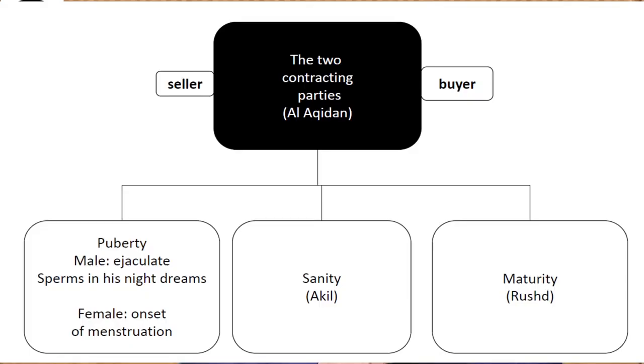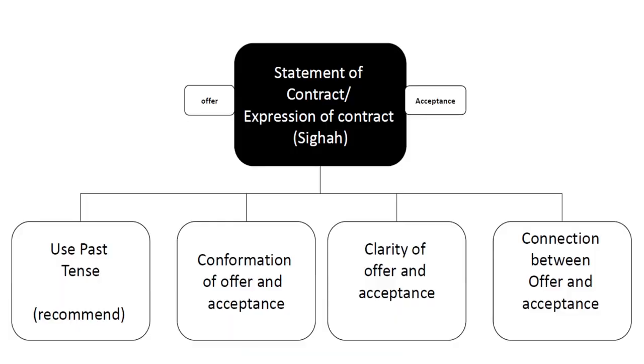So the second pillar, which is the seller and the buyer, number one, the puberty of the two parties. Parties could be female or male. So we are talking about the competency requirements here, such as the puberty. We are talking about the sanity, the sound mind, and the maturity, the ability to manage finance in an appropriate way. Then offer and acceptance, using the past tense, which is recommended, confirmation of the offer and acceptance, and the clarity of the offer and acceptance, and also the confirmation and the connectivity of the offer and acceptance, which is Majlis al-Aqd.